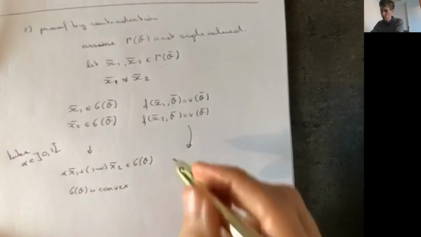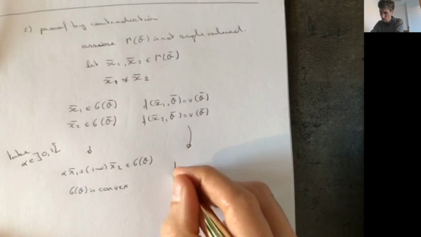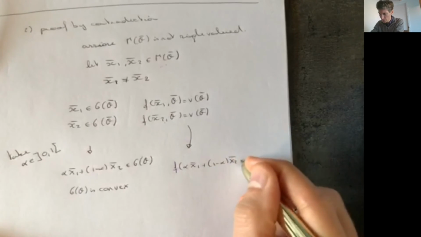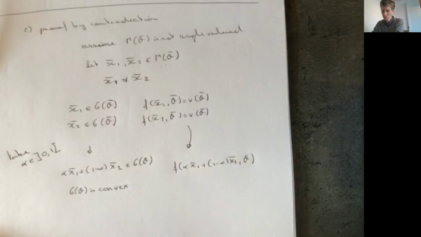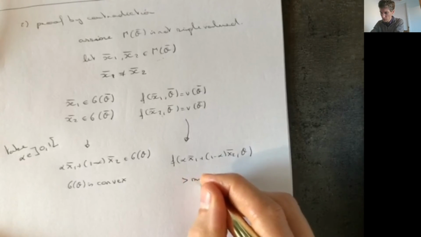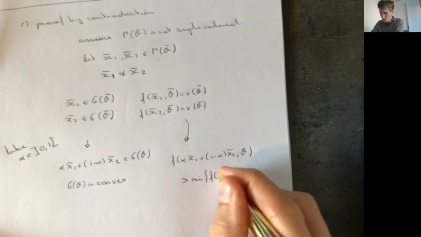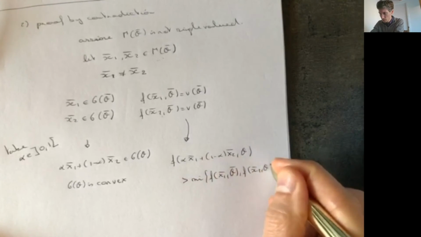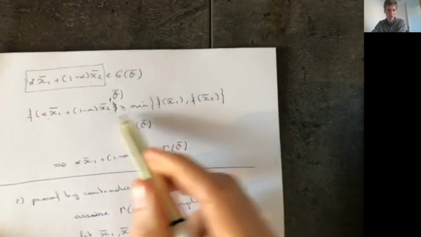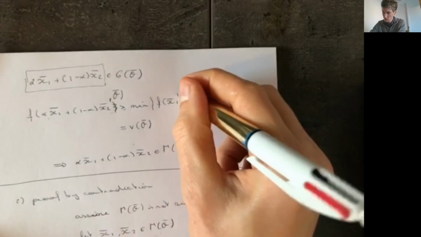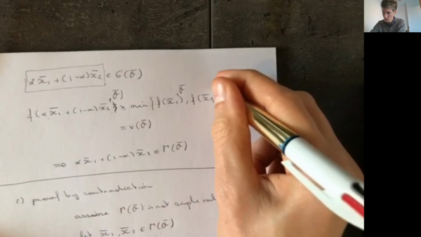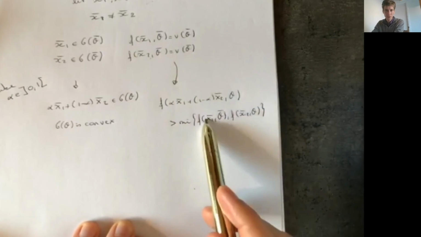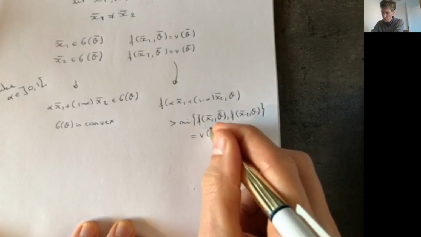And now we can use strict quasi-concavity of f to show that f of alpha x1 plus 1 minus alpha x2, theta, is strictly bigger than the minimum of f of x1, theta and f of x2, theta. And I see that here I have also forgotten the thetas. Again, both are equal to v, so the minimum is equal to v of theta.